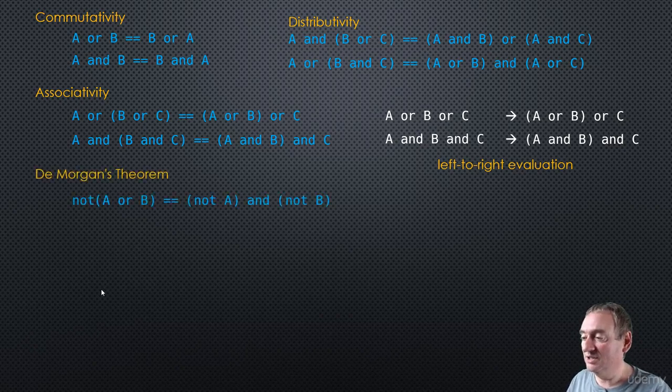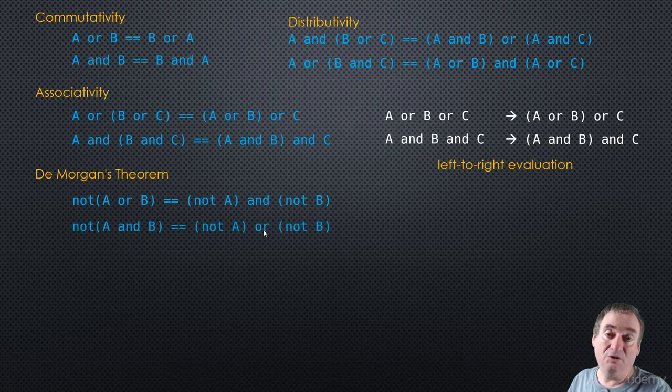Then we have De Morgan's laws, which basically tells you how you can distribute the NOT operator inside the parentheses. So not (A or B) gives us not A and not B. You'll notice that when we did the distribution of the not, the OR changed to an AND. And then the similar thing with AND, except that the AND changes to an OR. So those are called De Morgan's laws.